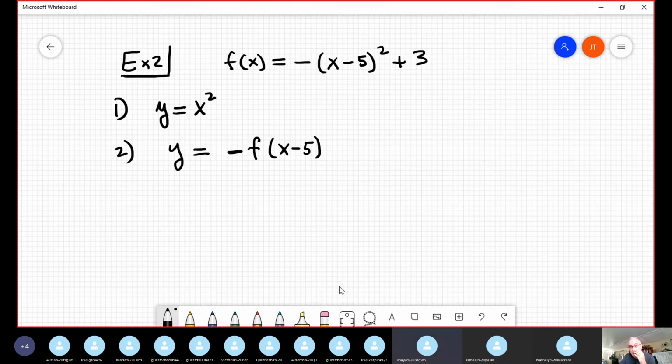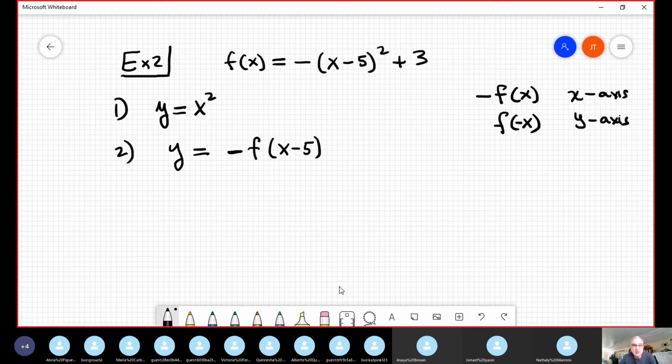X or y? Because we have 2 kinds of reflection. Is this on the x? Exactly. Let me condense the idea in this corner. When you have a reflection like minus f of x, it is about the x-axis. However, when you have f of minus x inside the parentheses, it's about the y-axis. In this case, not y. It's x because the minus is outside.